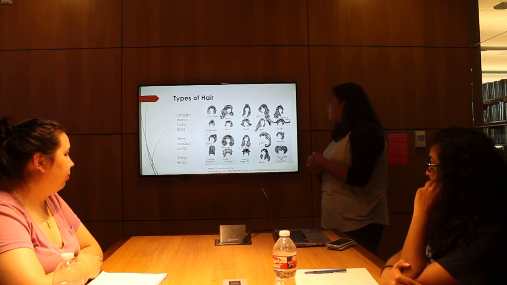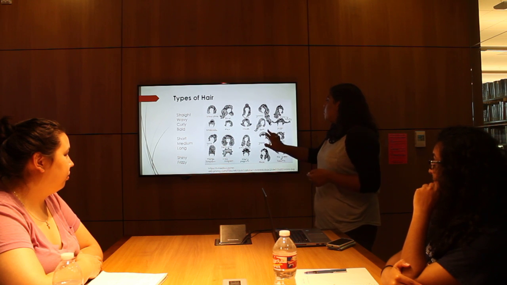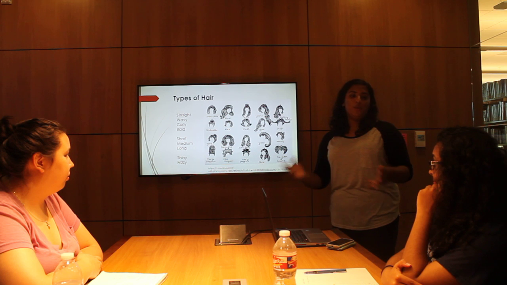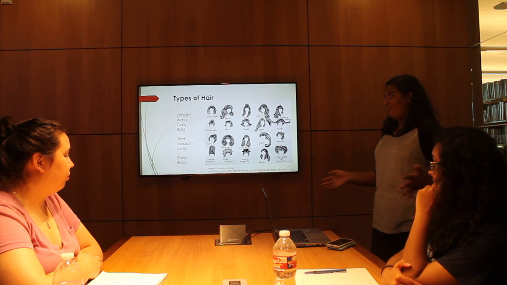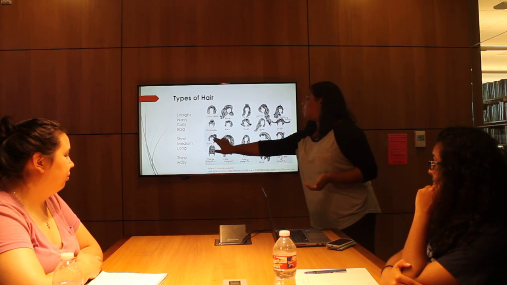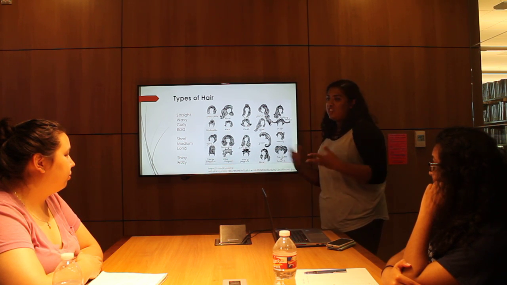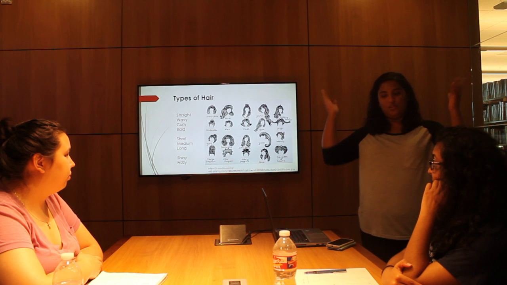So we could say someone has straight hair, or someone has wavy hair, or they have really curly hair. You could say someone is bald, meaning that they have no hair at all. You could say if someone has short hair, medium hair, or long hair. You could also say someone has shiny or frizzy hair. So that's just the way their hair looks.